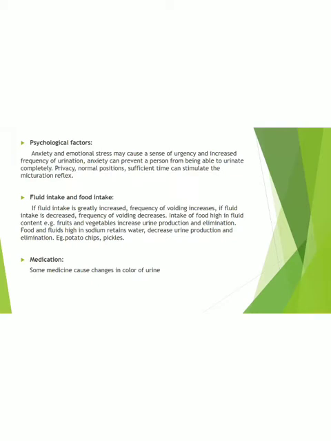So some medication, if you drink any medication, sometimes if the medication is yellow, when you urinate, sometimes the color of the urine also becomes yellow. Or if the medication is red or anything, some medication can influence the color of the urine.